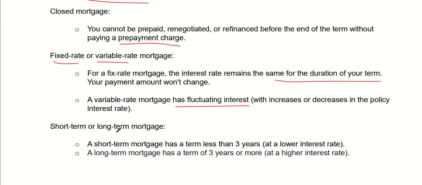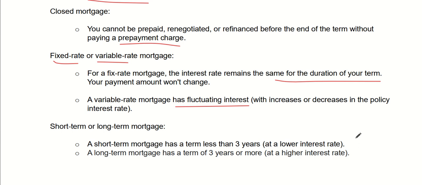Okay, so short-term or long-term contracts or mortgages. A short-term mortgage has a term less than 3 years at a lower interest rate. A long-term mortgage has a term of 3 years or more. So basically, a short term is less than 3 years, and a long term is more than 3 years, and you get a higher interest rate.